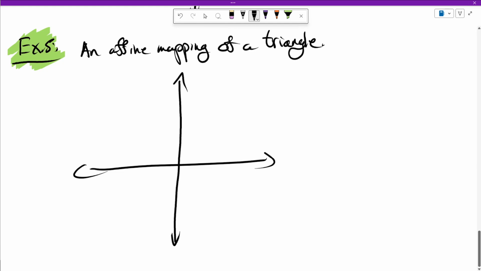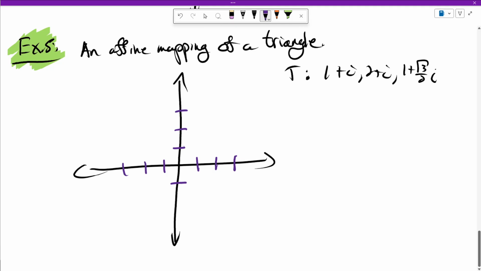Our starting triangle T is going to have vertices 1 plus i, 2 plus i, and 1 plus root 3 over 2 i. So if we were to graph those points, looks like we need to go out a little bit. Let's go out 3 in either direction. And here in maybe blue, we'll say where we want to start with. So we're going to start with 1 plus i, 2 plus i, and then 1 plus i.